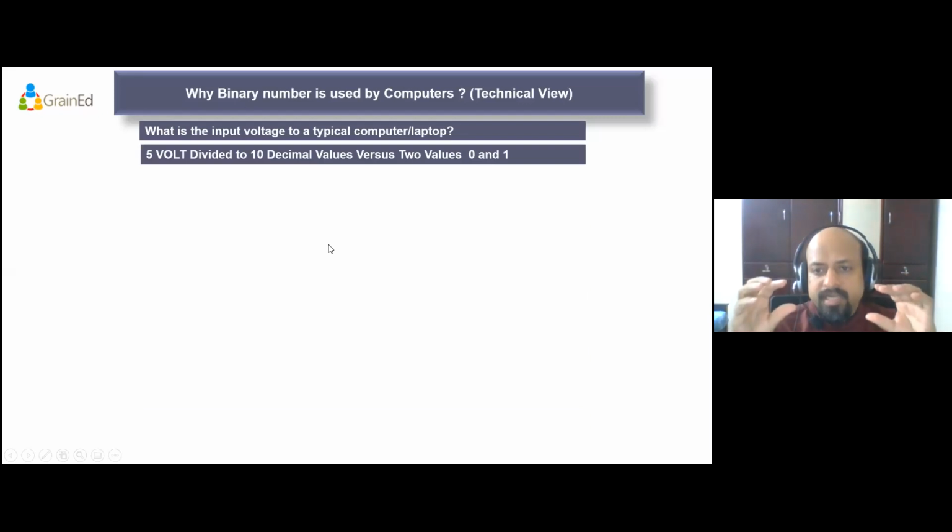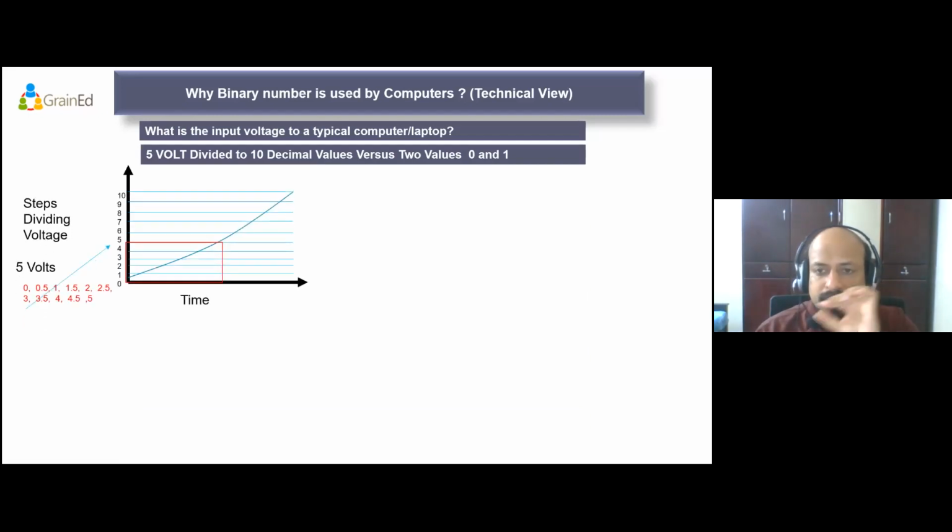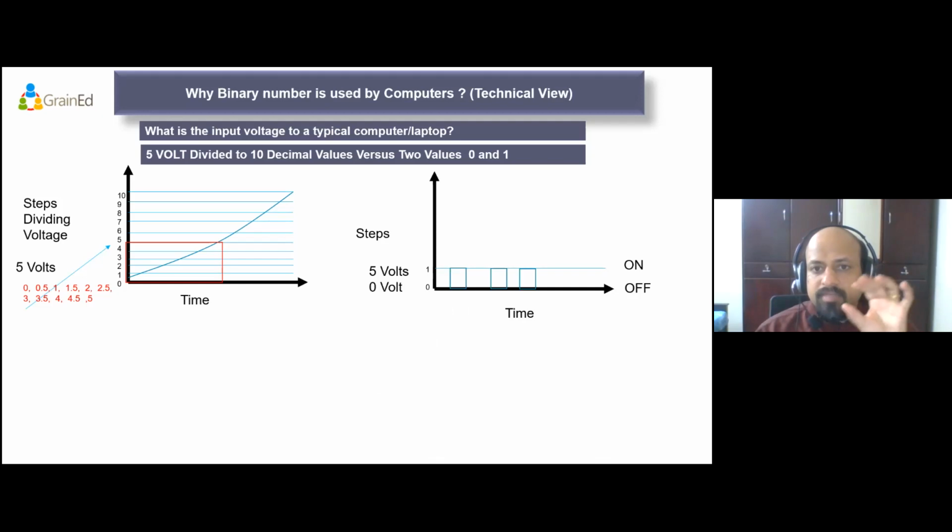So this voltage, 5 volt, is direct current, not the alternating current from the electric line, but from whatever battery. After converting, it is 5 volt. If it is divided into 10 decimal values, that's confusion. And if it is just 2, it's very easy: 0, 5 or 0, 1.